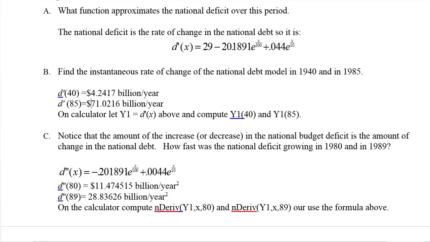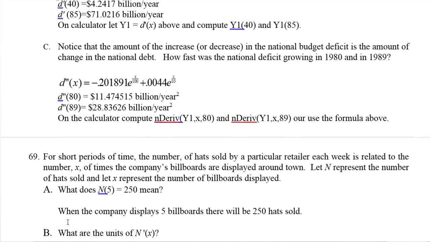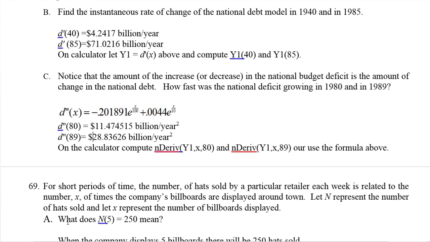And then plug that in 80 and 89, and we get these values here. $11.5 billion per year in 1980. In 1989, it went up to $28.8 billion per year. Okay, and you can do this numerically on the calculator as well using those things. All right, let's try something else here.